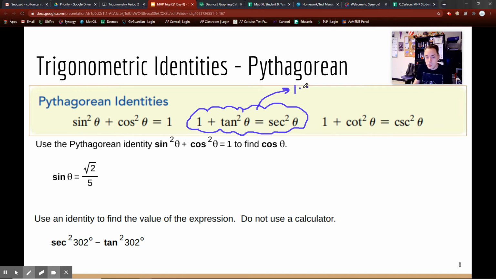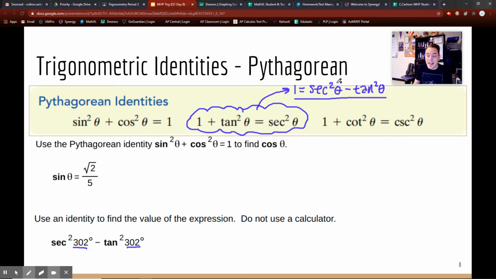Now watch. Can I make this into 1 equals secant squared theta minus tangent squared theta? Can I make it into this? And you should be saying, yes, you can. This equals this by definition, by math stuff, okay? So this equals this. Now, what does that mean for us? Now watch. This is 302. This is 302. That's secant squared, that's tangent squared. That's minus. But this is theta.